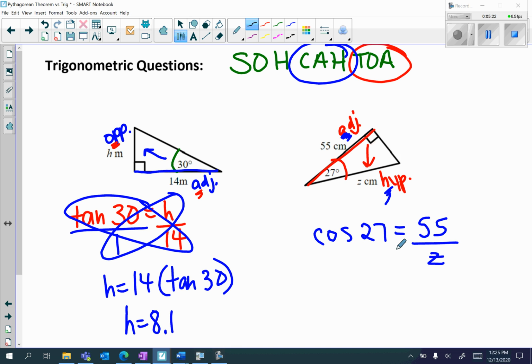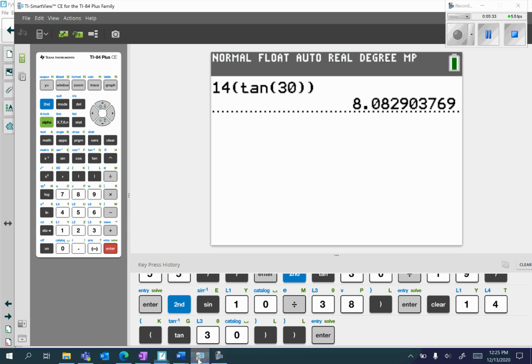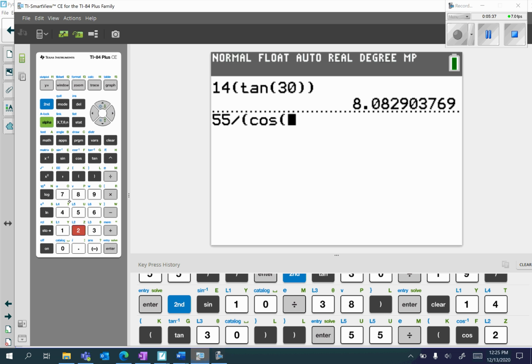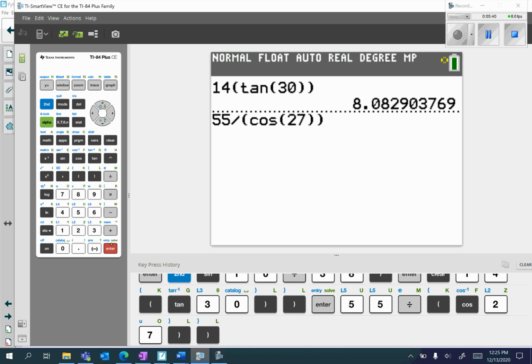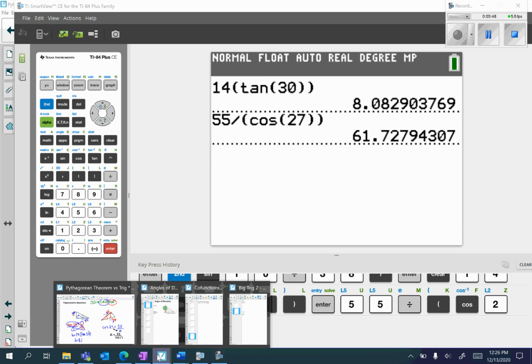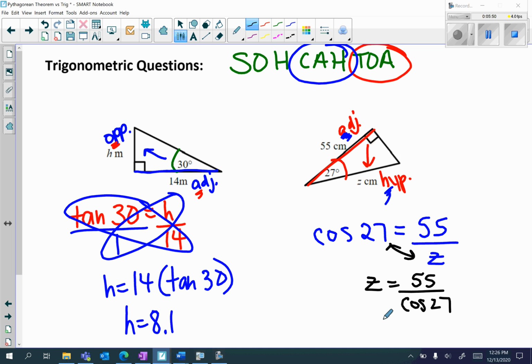Notice that the variable is in the denominator, so we're going to switch positions. So z is equal to 55 divided by cosine of 27. Let's put that in our calculator. 55 divided by the cosine of 27. 61.727, so that's going to be 61.7 rounded to the nearest tenth. Z is equal to 61.7.